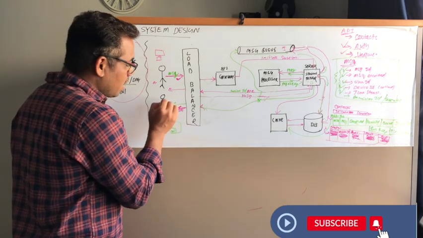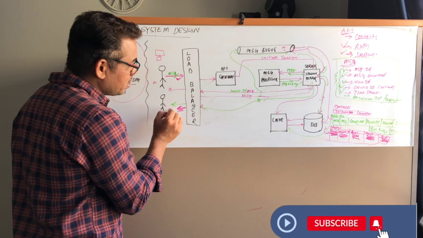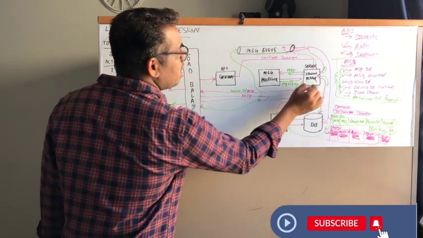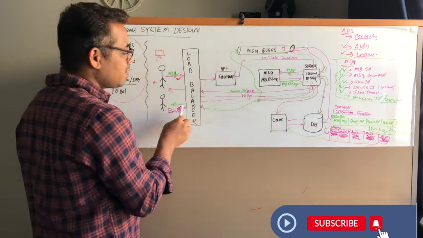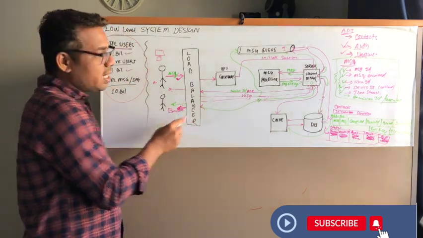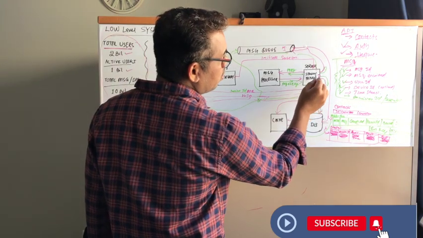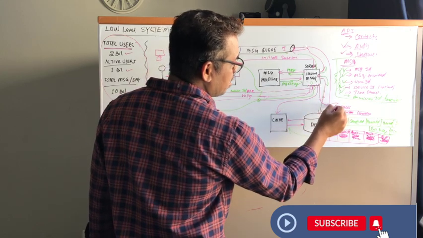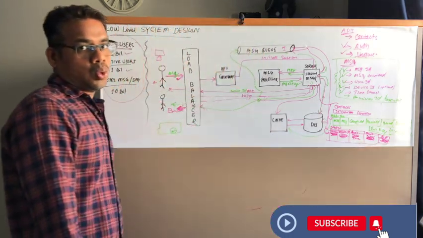Whatever device this user is using, that client will send an acknowledgement to the server: this is the message ID, this is the session ID, and this message has been read by the user. Then the server immediately updates that particular record, setting read to true.